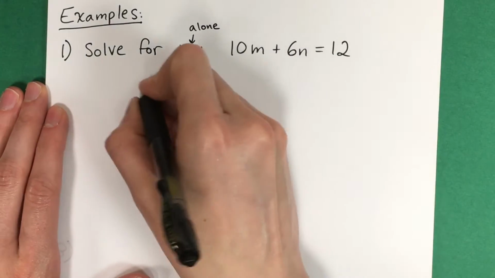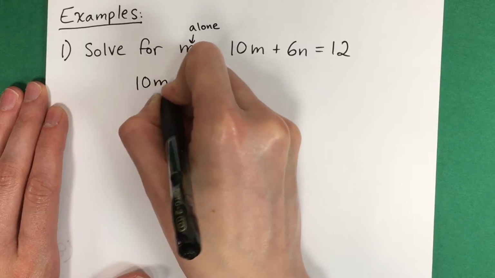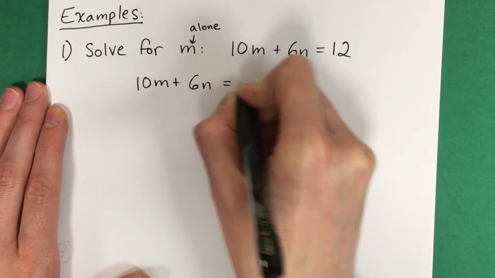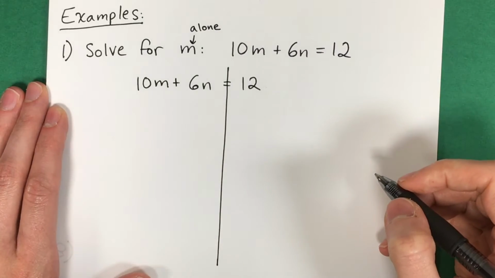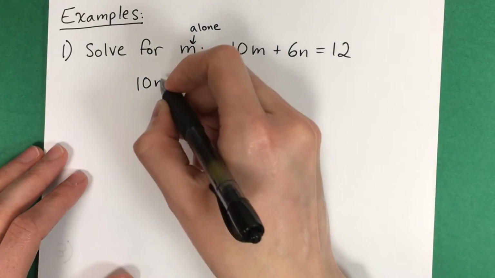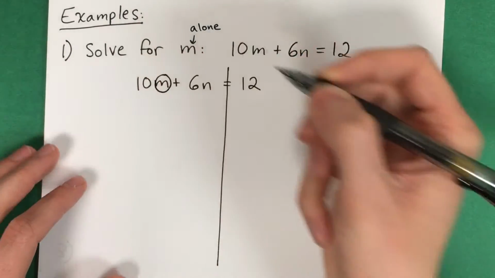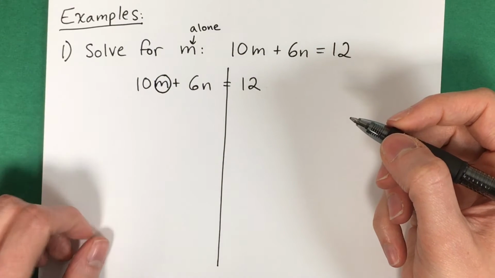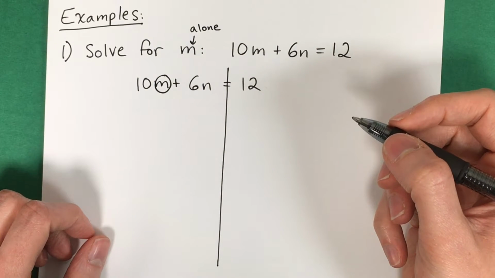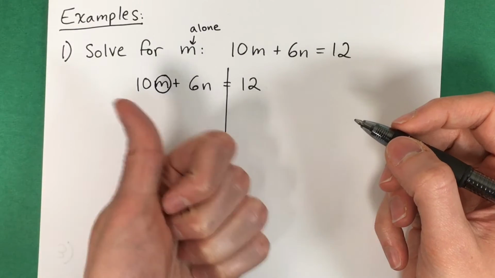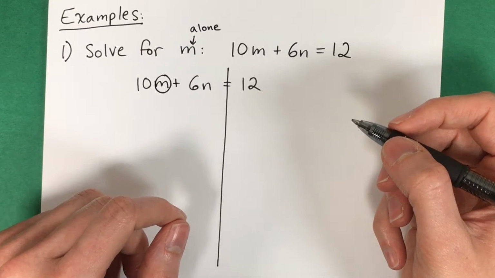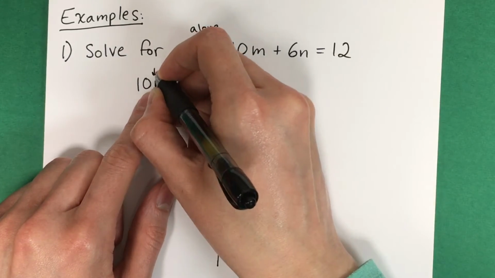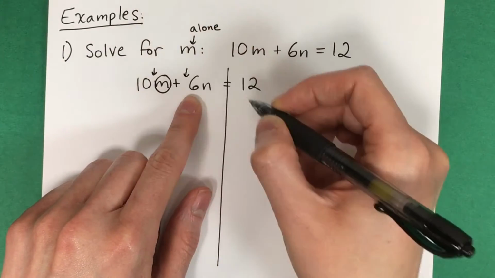I'm going to go ahead and copy 10m plus 6n equals 12. And I'm going to make a line here. So I want the m alone. Let's go ahead and circle the m, because I want to remember that I want the m alone. Okay, where is m? M is on the left. Okay, what is with m? ¿Qué está con m? I have 10, and I have positive 6n.